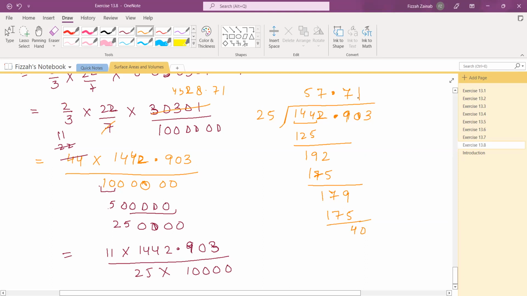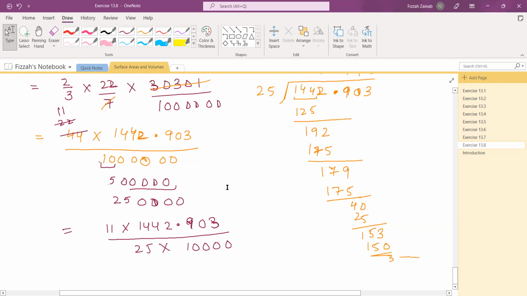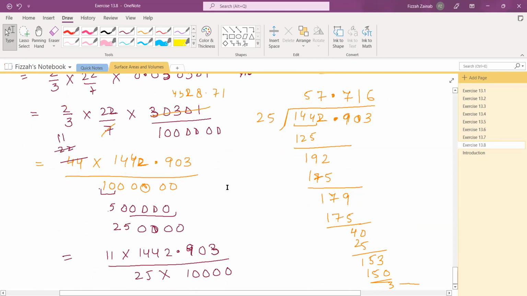So 25 into 1, it will go 25. And then 10 minus 5 is 5, and 3 minus 2 is 1. Now 153. So it's going to be 6 times, 150. And so on, it will go on, right? So I further made it 57 point what? Wait, 716. Okay.